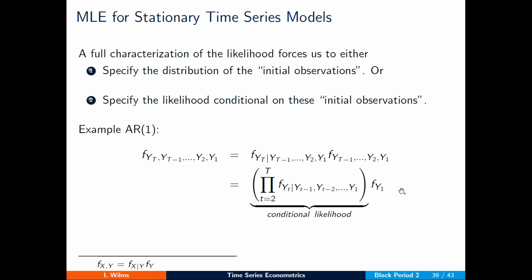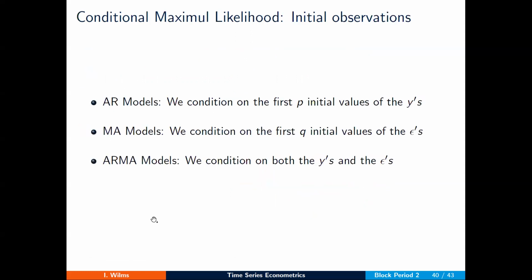And from here onwards, there are two possible ways to continue. Either we could specify the distribution of these initial observations, but this quickly becomes cumbersome, as you will see in Hamilton. So in this course, we will take another route and work with the likelihood conditional on these initial observations. And then we only need to consider the first conditional likelihood part over here. Now, what these initial conditions are, of course, depends on the different models, as I've summarized here on this slide.